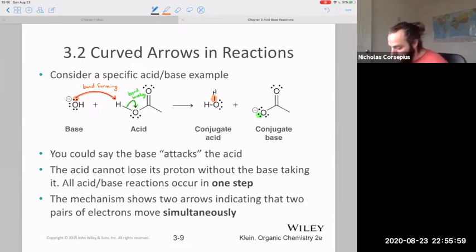Okay, the acid. One thing that's important to note about acid-base reactions is the base is accepting the proton in the same step that the acid is donating the proton. So both of these arrows are needed at the same time, representing the fact that these two occur simultaneously.